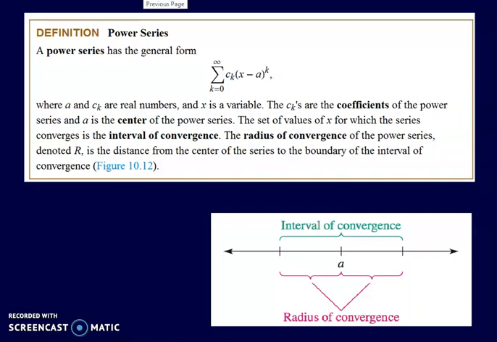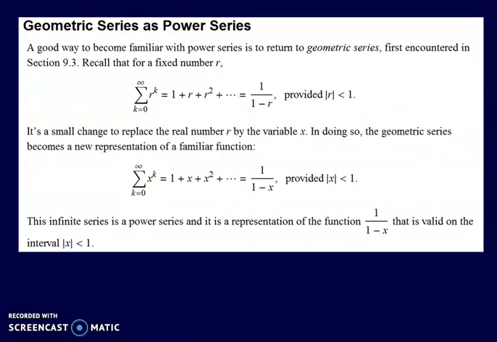Let's look at an example of a power series that comes from familiar territory first, and we can see the term radius and interval at play here. You might remember from a couple of weeks ago, one of the types of series you're supposed to know really well is the geometric series. Here's a good example of one where the ratio is r, and the first term is the number 1.